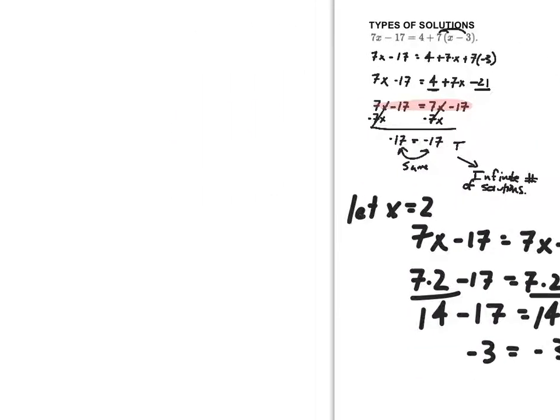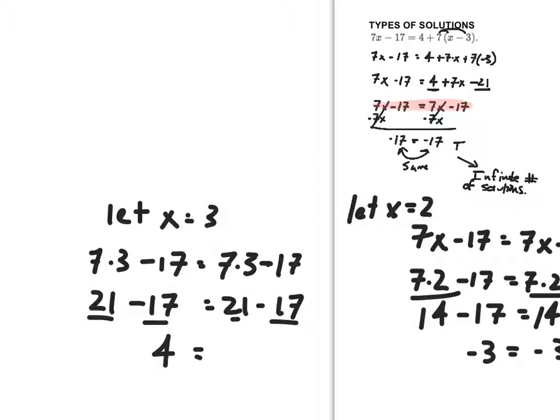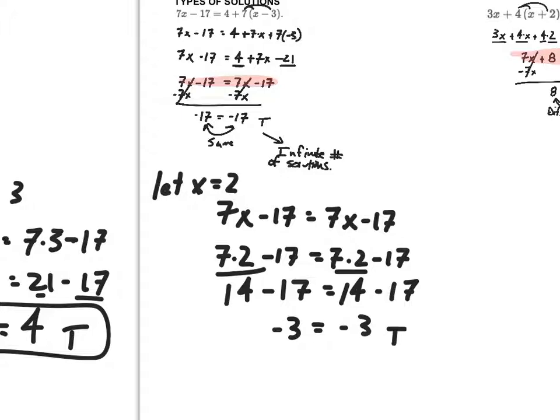Now, the other thing I can do is, you can just kind of look at this. Let's let x equal 3. Let me do 7 times 3 minus 17 on both sides. When I do that, I'm going to get 21 minus 17 is equal to 21 minus 17. 21 minus 17 is going to give me positive 4, and 21 minus 17 is going to give me positive 4 as well. So this is a true statement. And so what I notice about this is that no matter what I plug into this equation, I'm going to get a true statement. And that's the idea. That's why it means infinite solutions.